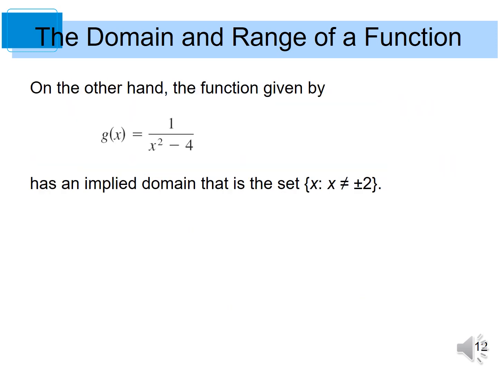For this function, g(x) equal to 1 over x squared minus 4, without a domain given, you can say that this function has an implied domain. That is the set: you open the curly bracket, write x, then a semicolon, and x not equal to plus or minus 2. This is because when you substitute x equal to 2 or negative 2, you will have 1 over 0, meaning that the function is undefined.